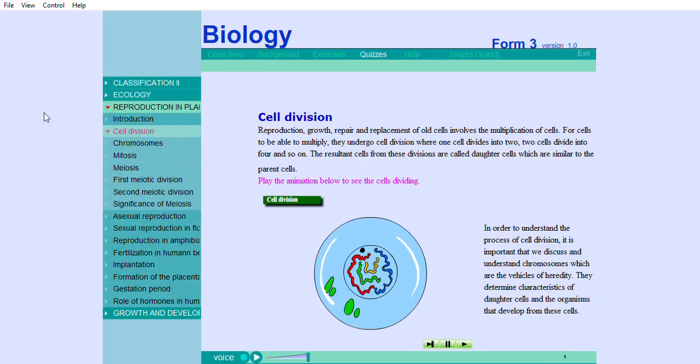Cell division. Reproduction, growth, repair, and replacement of old cells involves the multiplication of cells. For cells to be able to multiply, they undergo cell division, where one cell divides into two, two cells divide into four, and so on. The resultant cells from these divisions are called daughter cells, which are similar to the parent cells. Play the animation below to see the cells dividing.